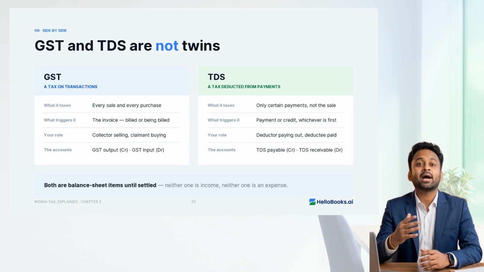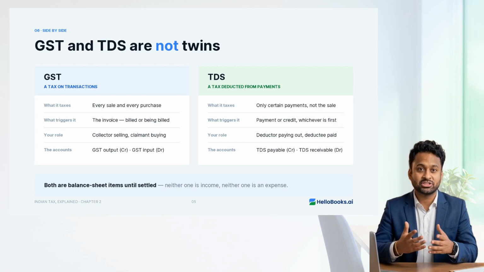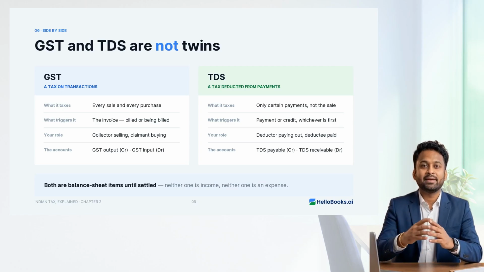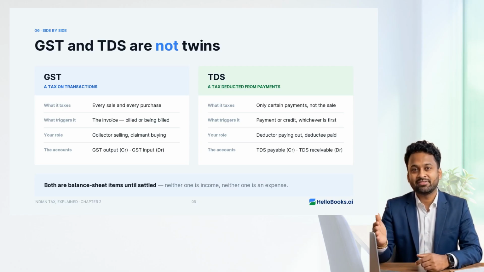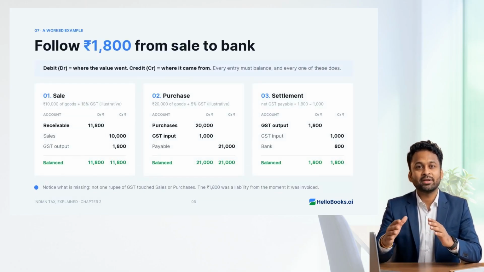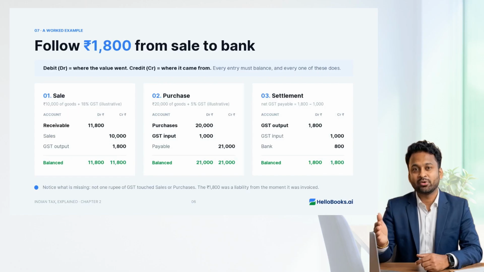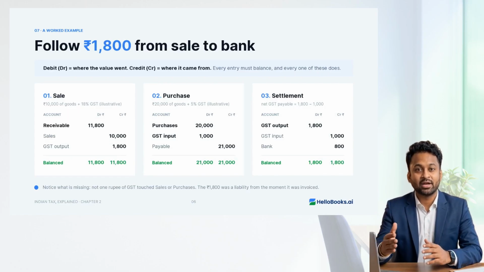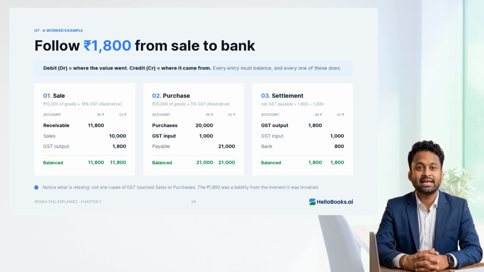GST and TDS are not twins. GST taxes the transaction and the invoice triggers it, while TDS attaches only to certain payments and is triggered when you pay the vendor or credit them, whichever comes first. A quick test: if the question in your head is whether you sold or bought something, you are in GST territory. If the question is whether you are about to pay somebody, you are in TDS territory. What they share is where they live. Both sit on the balance sheet until they are settled, so neither one is income and neither one is an expense. Here is the whole idea in 3 entries.